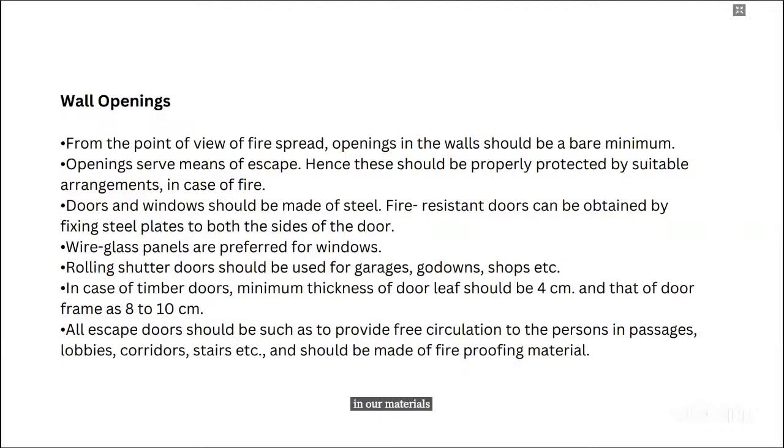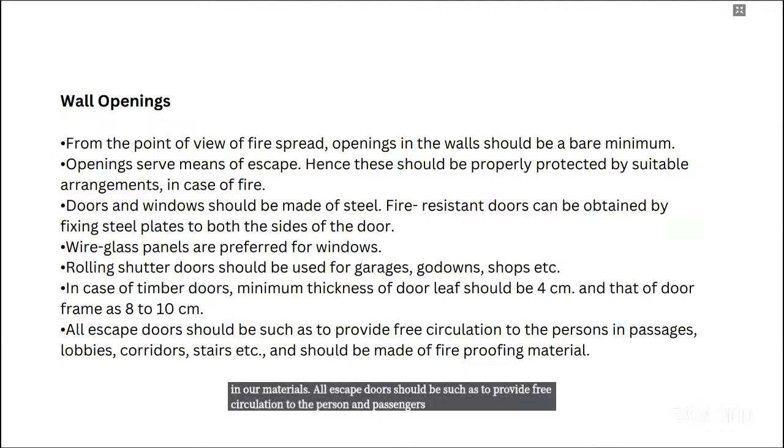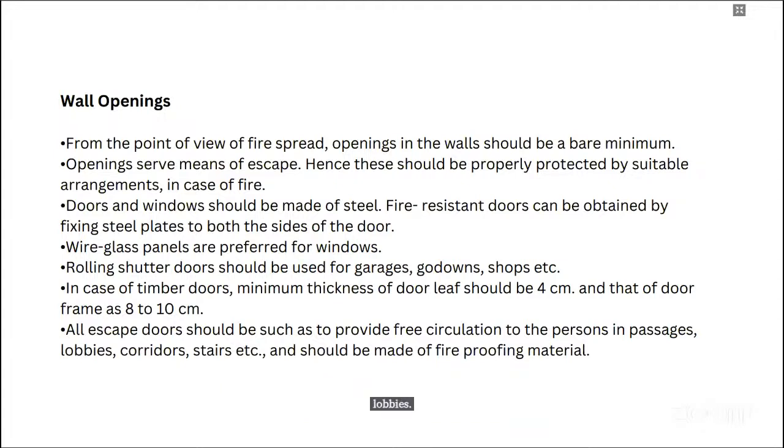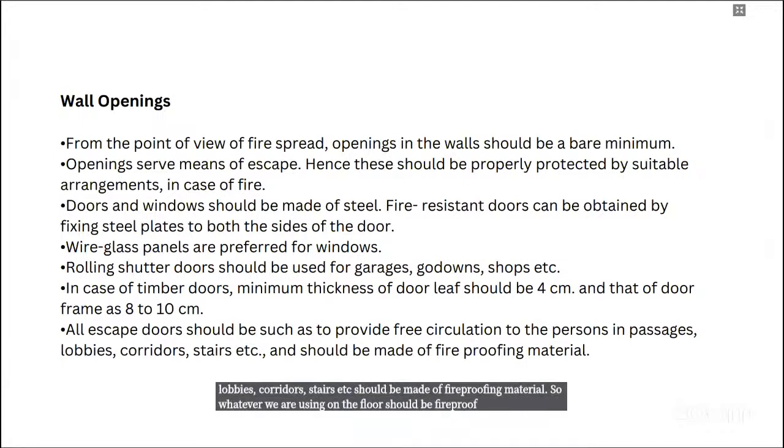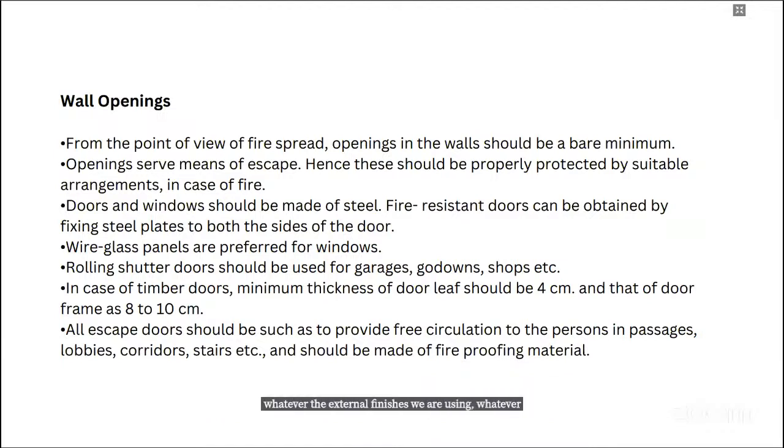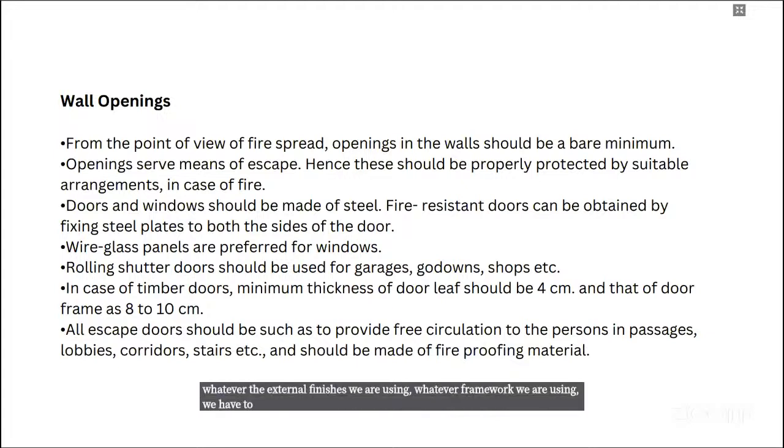All escape doors should be such as to provide free circulation to the persons and passengers. Lobbies, corridors, stairs, etc. should be made of fireproofing material. So whatever we are using on the floor should be fireproof. That's all what we have studied, the material, tile, terracotta and all. Whatever external finishes or framework we are using, we have to check the performance of that material in terms of fire safety.